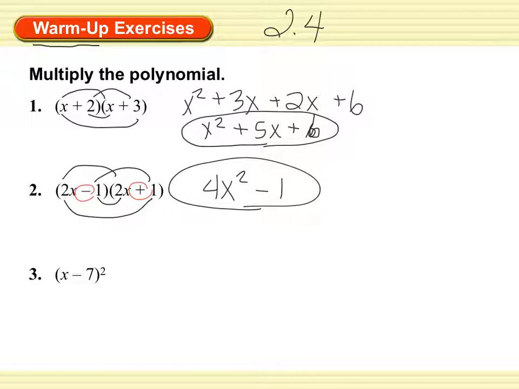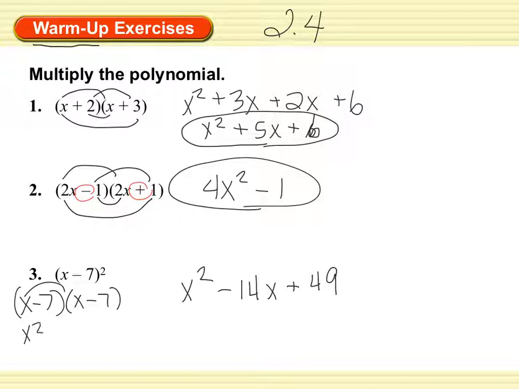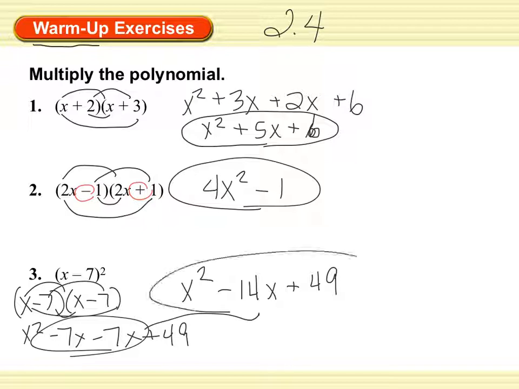This one is a binomial squared. And if you remember the pattern here, it's the first term squared, and then 2 times the first term times the second term, and then the last term squared. This just means I write it twice. I'm going to show you the work now. First, outer, inner, and last. Those inner terms collect to give us negative 14x. So there's our answer.